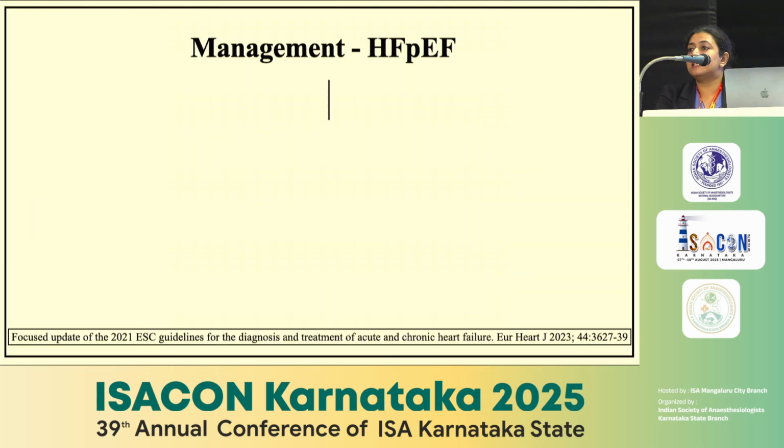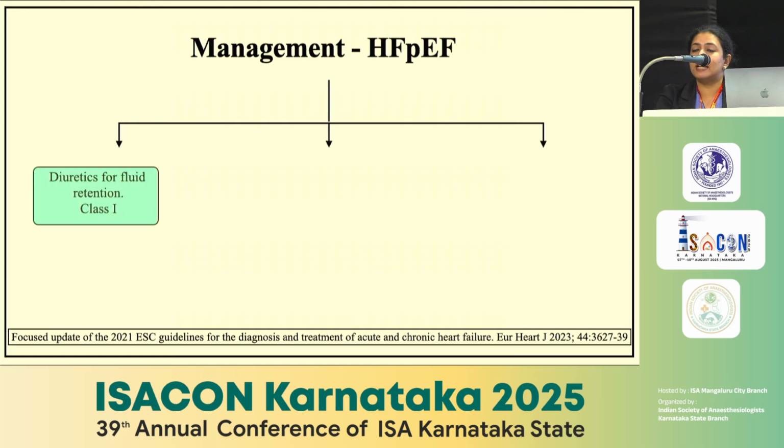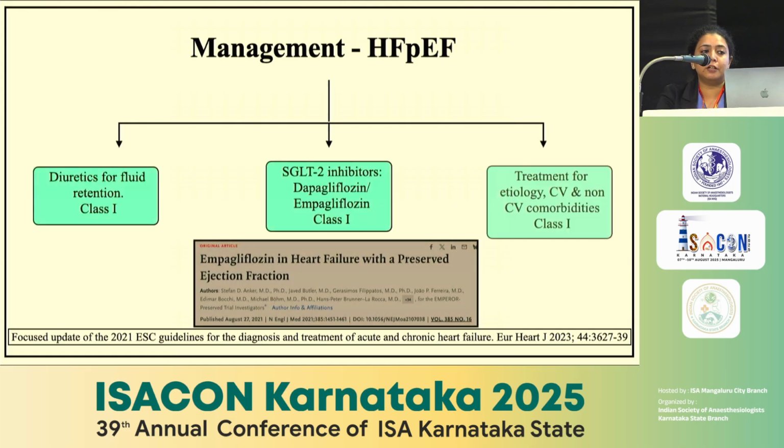On the contrary, till recently, there were no obvious guidelines for the treatment of heart failure with preserved ejection fraction. In 2023, the focused update of the 2021 European Society of Cardiology Guidelines for the diagnosis and treatment of acute and chronic heart failure recommended diuretics for fluid retention, SGLT2 inhibitors, and treatment of etiology, that is cardiovascular and non-cardiovascular comorbidities, as first line for heart failure with preserved ejection fraction.